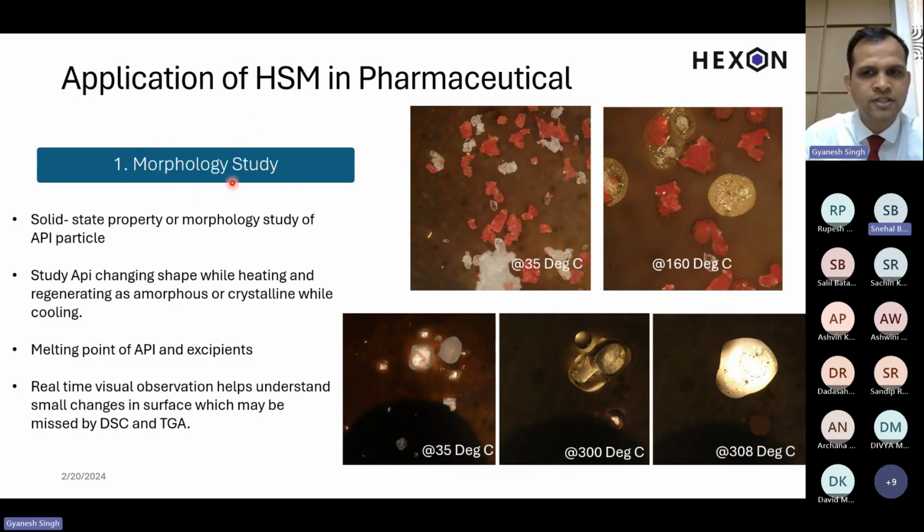So the word morphology itself talks about the physical dimensions of a sample. It can be size, shape. Then maybe you're looking for inner diameter or rod shaped particles to differentiate them. And it is also important when we're trying to understand the distribution of particles and change in shape.